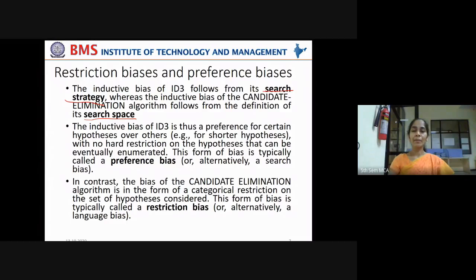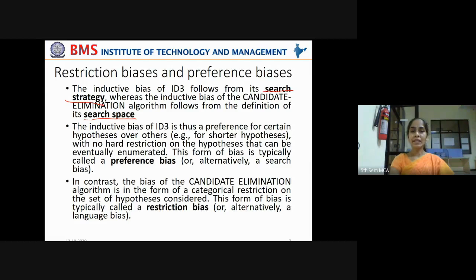Now I am repeating again. Inductive bias of ID3 follows from its search strategy, how it searches through the hypothesis space to select the optimal decision tree, whereas the inductive bias of candidate elimination algorithm is from the definition of its search space itself. It tries to minimize the search space so that it finds the optimal hypothesis, or it contains only the set of hypotheses that are consistent with the training examples.